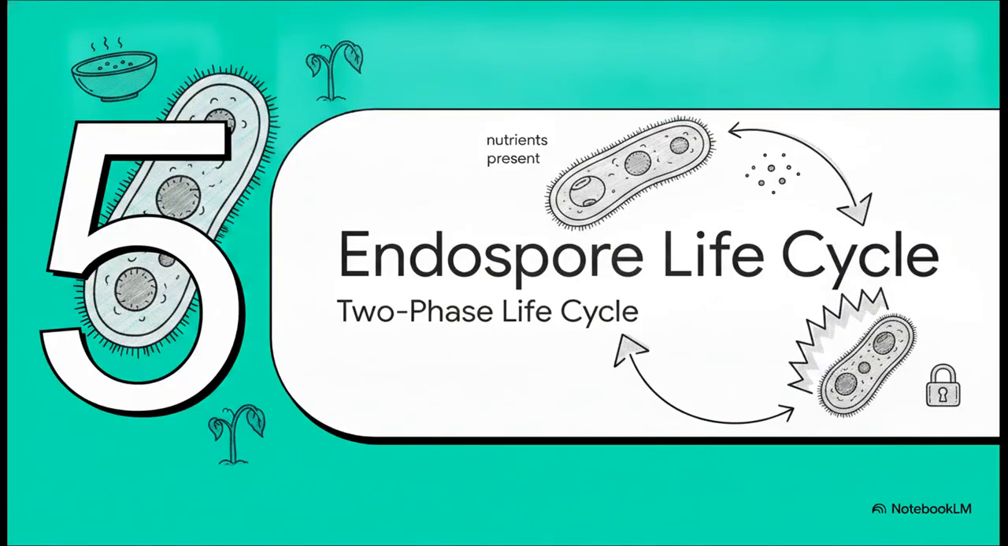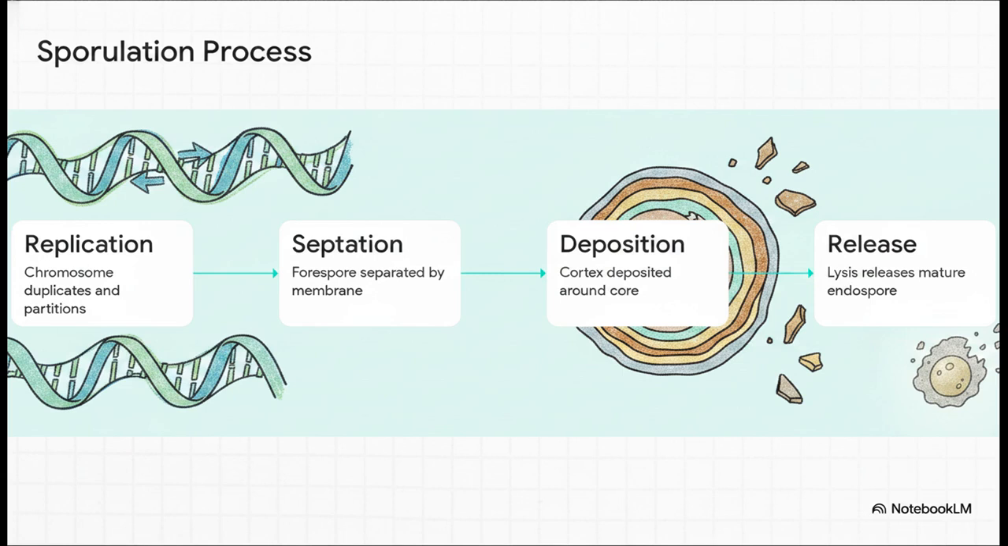Which brings us to Section 5, the endospore life cycle. So what happens when the nutrients run out entirely? Well, for specific genera of bacteria, like Bacillus and Clostridium, they hit the ultimate panic button. They shift from a vulnerable active vegetative cell to a completely dormant endospore. This shift is called sporulation, and it basically plays out like a high-stakes tactical retreat in 4 steps.